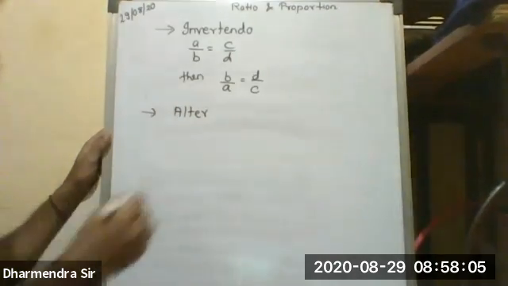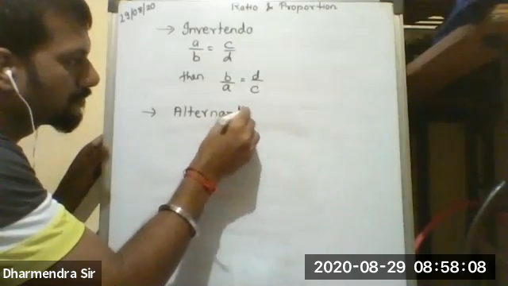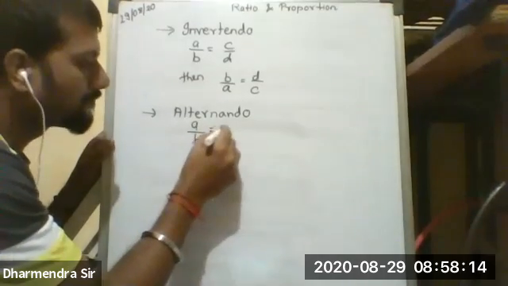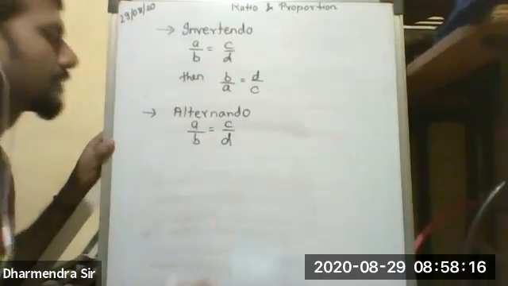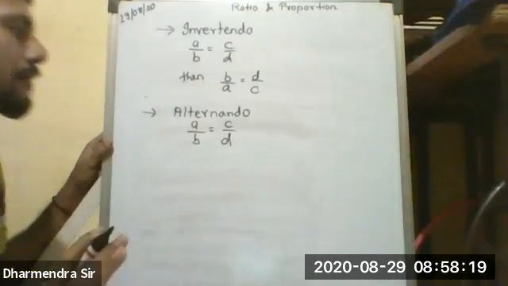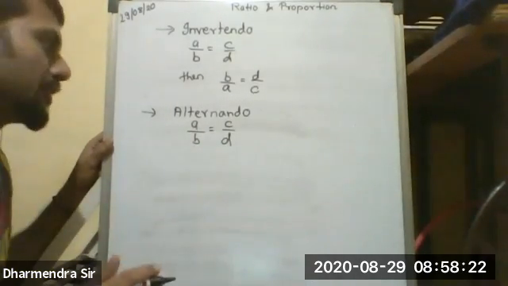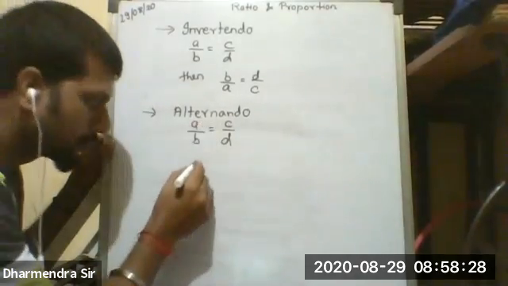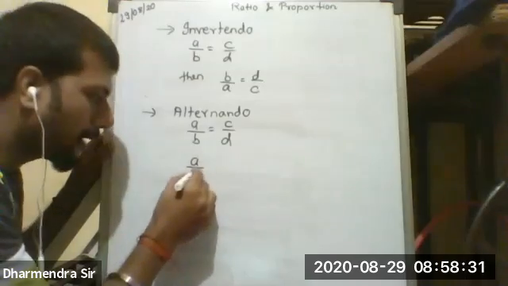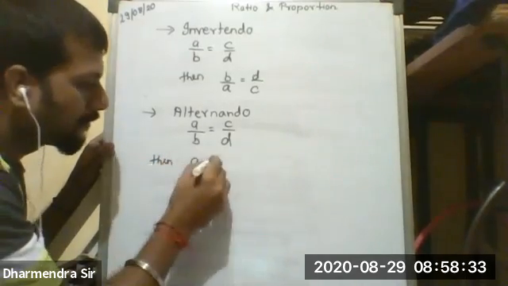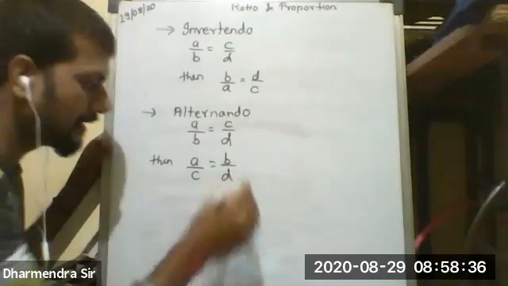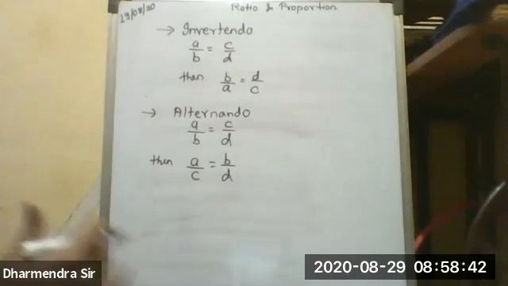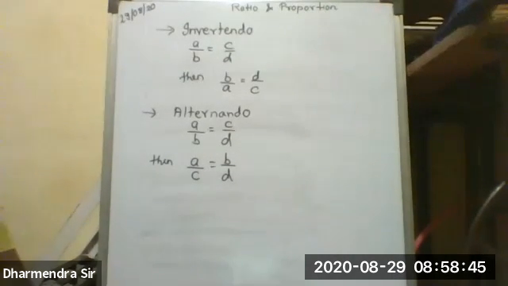Next is alternando. It says that if we again have an equal ratio, in alternando, a and d will be present at their own positions. Only there will be a change in b and c. Alternando, alternate. So a by c will be equal to b by d. If you just remember this, it is very useful to solve problems based on ratio and proportion.